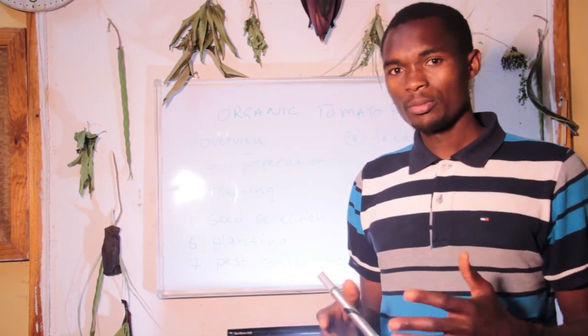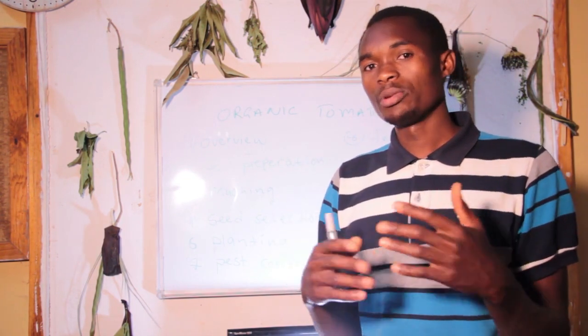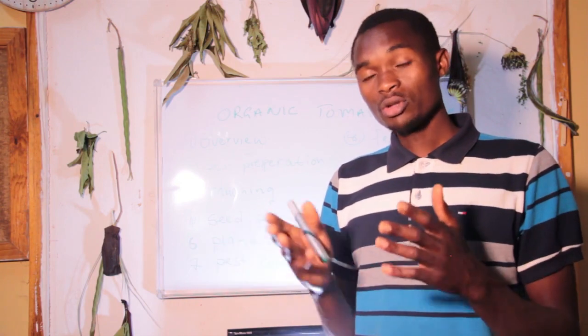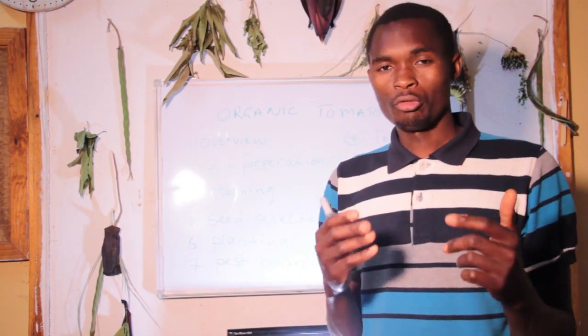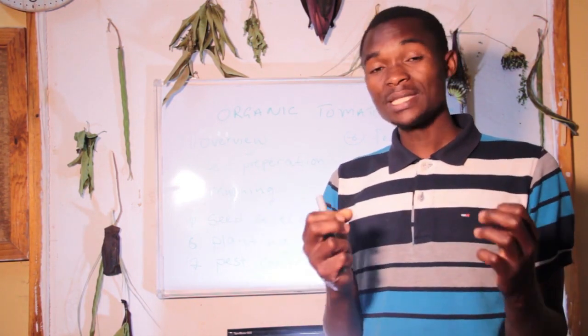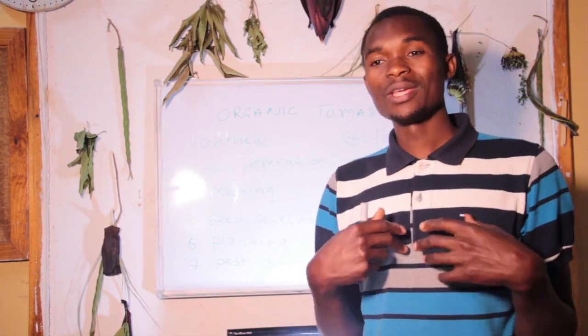Then the next thing you're going to be thinking about is fertilizing. How are you going to be feeding your tomatoes? Because tomato is a heavy feeder, meaning it needs a lot of food. For it to be able to give you 30 kgs or more, you need to give it enough food.